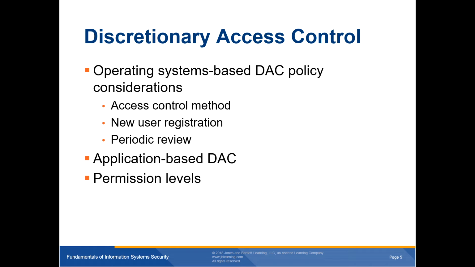Application-based discretionary access control. This denies access based on context or content. Application presents only options that are authorized for the current user. For example, an automatic teller machine menu limits access by displaying only the options that are available to a particular user. And permission levels. We'll talk about these in detail on the next slide.